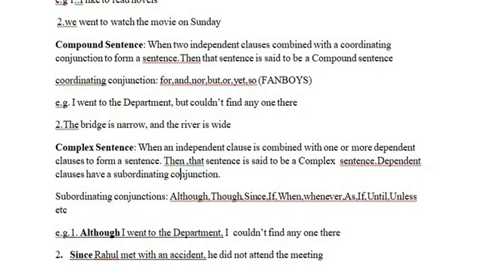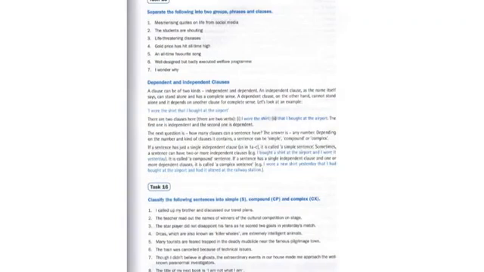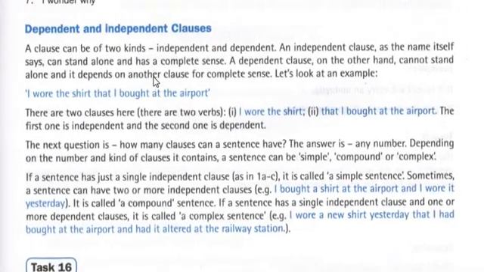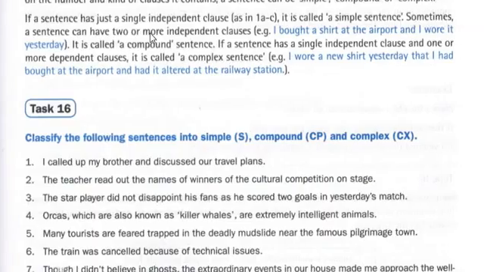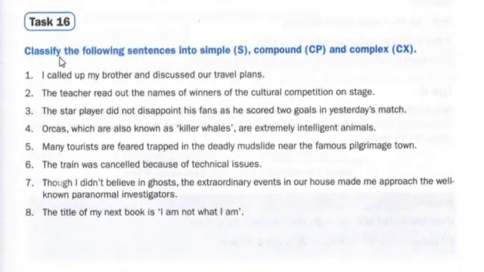Now we shall do an exercise which is given in your BTech first year English for Engineers textbook. We have an exercise there depending on these clauses. So we shall look into that. Dependent and independent clauses are given here, and a task is also given for you. So let's do this. What is it asking? Classify the following sentences into simple, compound and complex.